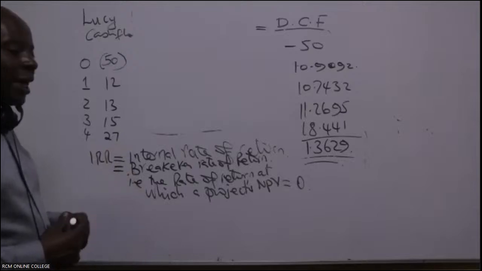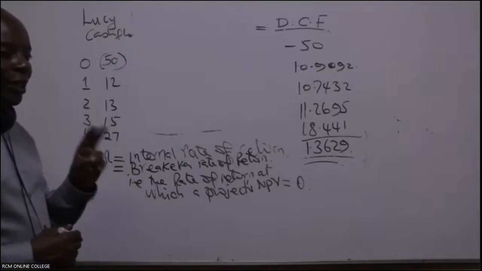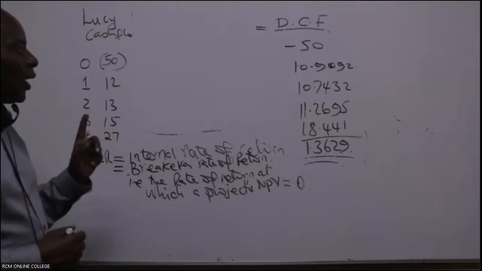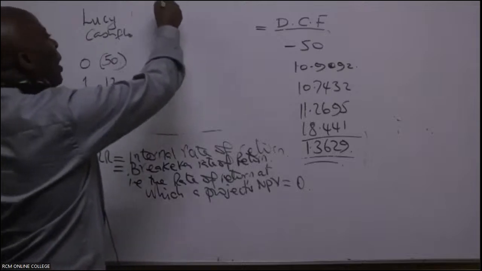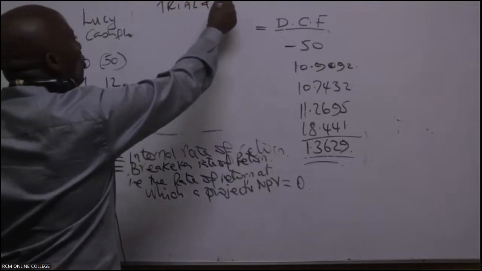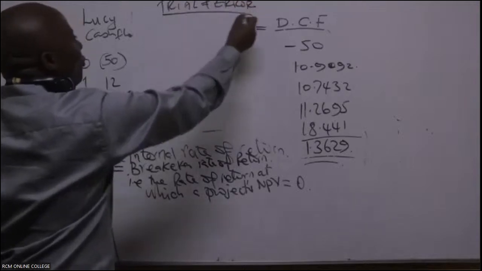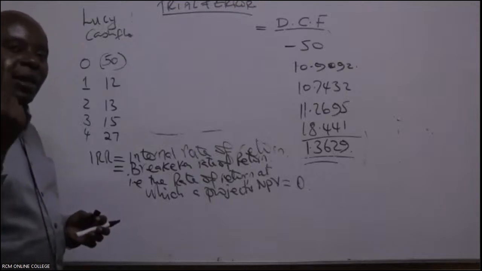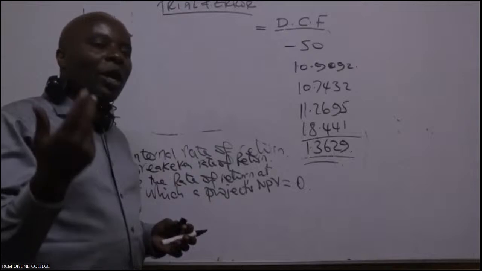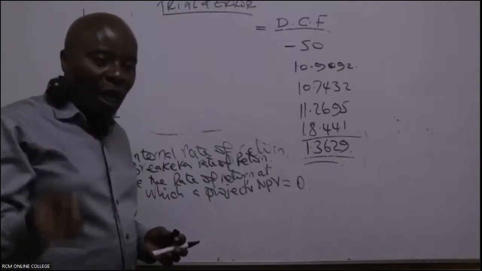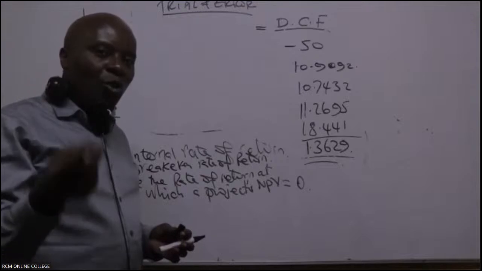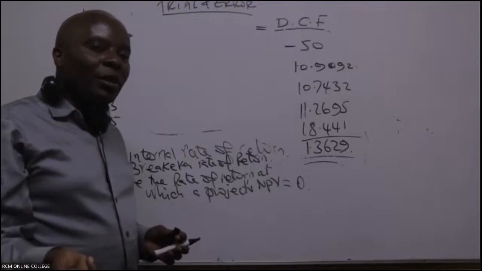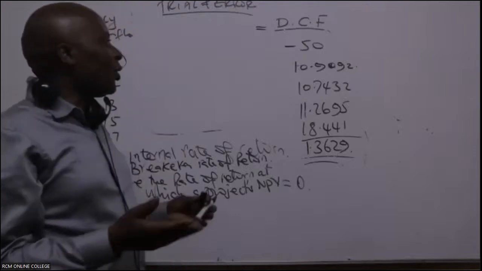How do I get this IRR? We have got two ways of getting this IRR, and I'll be able to show you the two ways. The first method is the one of trial and error, where you need 2 net present values. One must be positive and the other one must be negative. If you remember, that's the trial and error method.